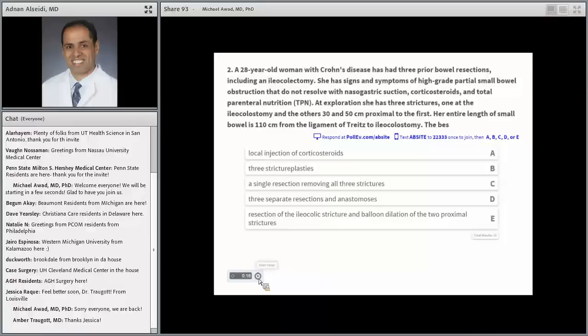A is local injection of corticosteroids. B is 3 strictureplasties. C is a single resection removing all 3 strictures. D is 3 separate resections and anastomoses. And E is resection of the ileocolic stricture and a balloon dilatation of the proximal 2 strictures.